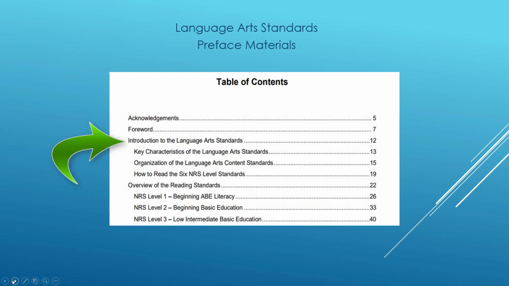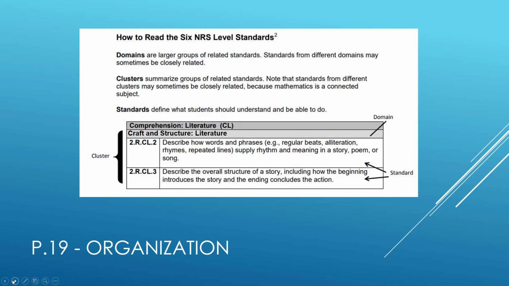The first several pages of the Language Arts Standards document contain background information about how and why the standards were developed, which we've discussed already in the beginning of this course. On page 19, you will see an explanation of how the language arts standards are organized into NRS levels, domains, and clusters. At the top of this chart, you see the domain Comprehension Literature. Below that, you'll notice a second heading of Craft and Structure Literature. This represents the cluster or group of related standards that fall within that domain. For the purpose of this example, you are seeing only 2 standards in the cluster.